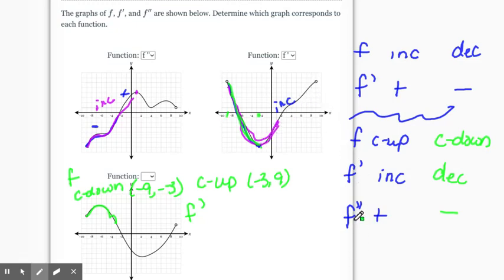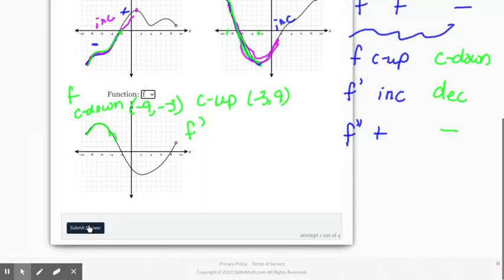And then the second derivative, the original was concave down from -9 to -3. Then the second derivative should be negative from -9 to -3. And oh my goodness, look, from -9 to -3, negative. So it looks like we have found the original function to be the bottom one. That's the first derivative, and that's the second derivative. I'm going to submit my answer.